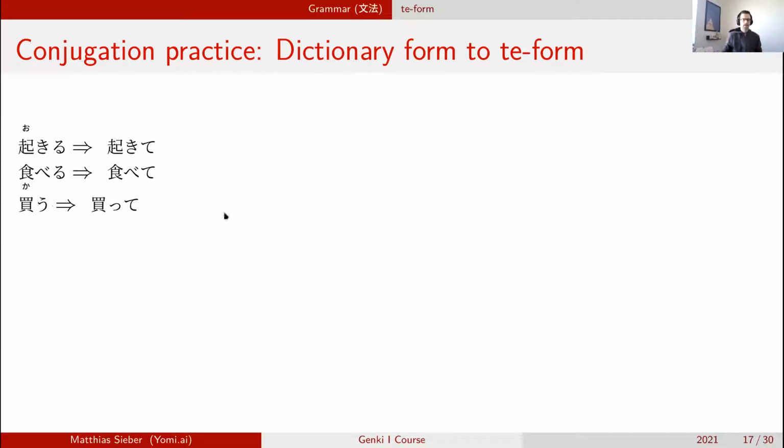Next, James-san, yomu. This one would be yonde. Very good. Yonde kudasai. Please read. Next, kaku, to write. Kakite. Wait, kaite. Kaite. Very good. Yeah, kaite.